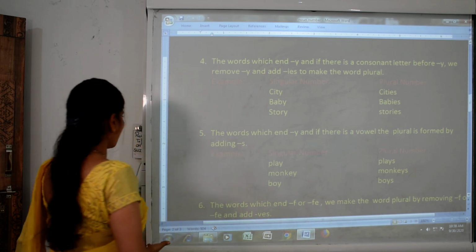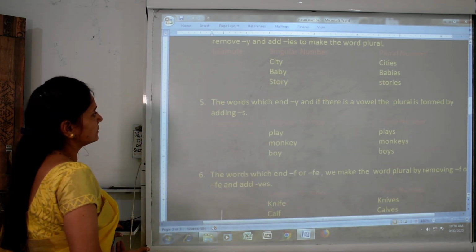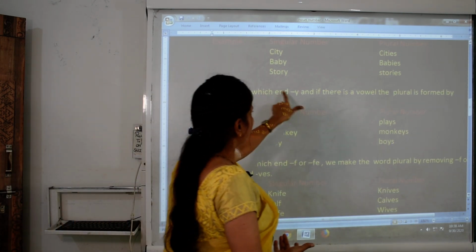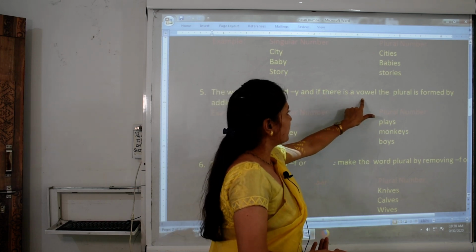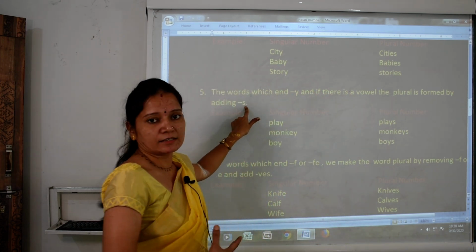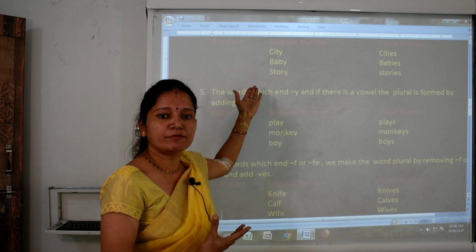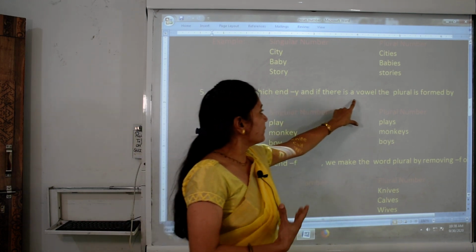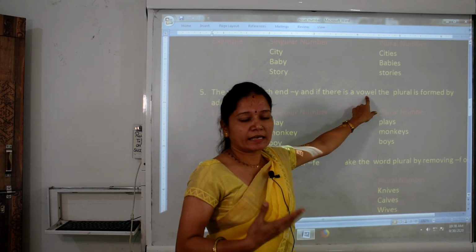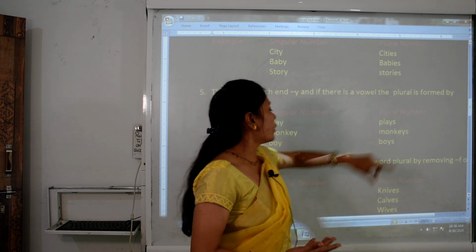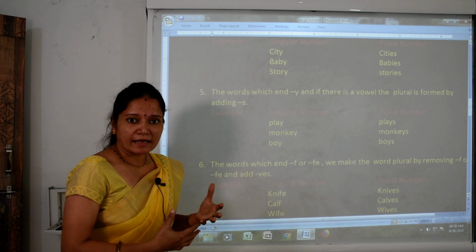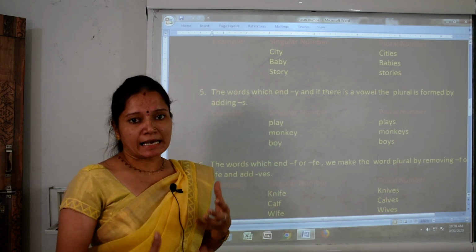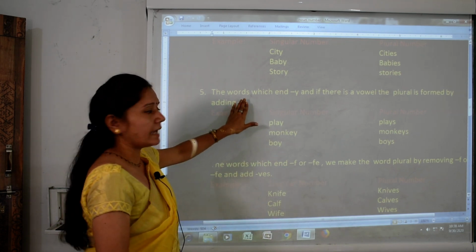Okay. Now let's see rule number 5. The words which end in Y, and if there is a vowel before it, the plural is formed by adding S. So it is just the opposite of rule number 4. If the last letter is Y, but before the Y there is a vowel, meaning A, E, I, O, U, what will we do? We will not remove Y and will not add IES. We will add only S.